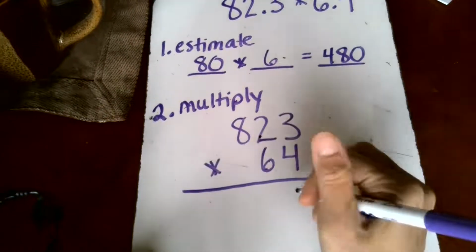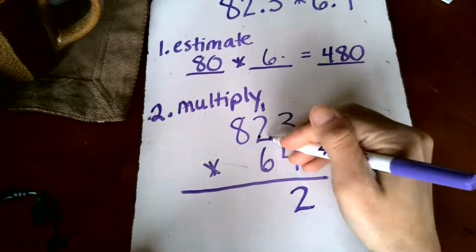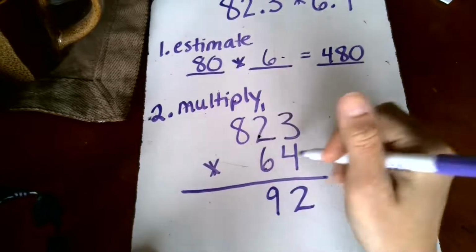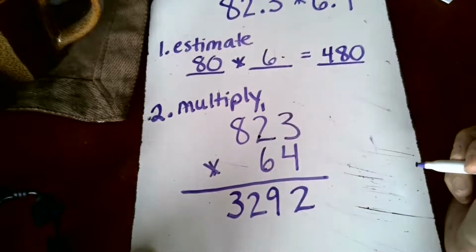All right, so I'm going to go through the first row. 3 times 4 is 12, carry the 1. 4 times 2 is 8, carry the 1, add the 1 is 9. 4 times 8 is 32. So your first row should be 3,292.